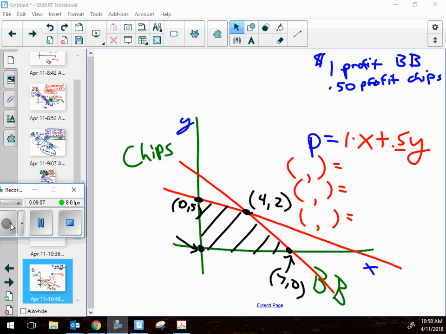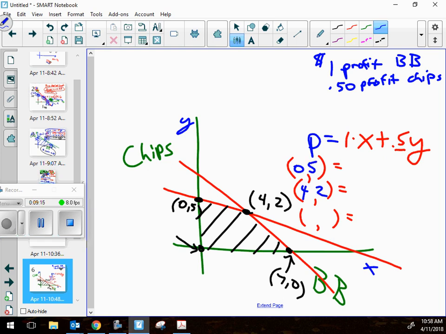All right. So you should have checked these 3 points, 0, 5, 4, 2, and 7, 0. How many of you actually knew how to check them? All right, good. Seems like most of you. So if I put in 0, 5, I like to do it this way. I'm going to put in an empty framework of the equation, and I'm going to drop in my X is 0 and my Y is 5. So that would be 25 for that. They'd make $25 profit on that scenario.